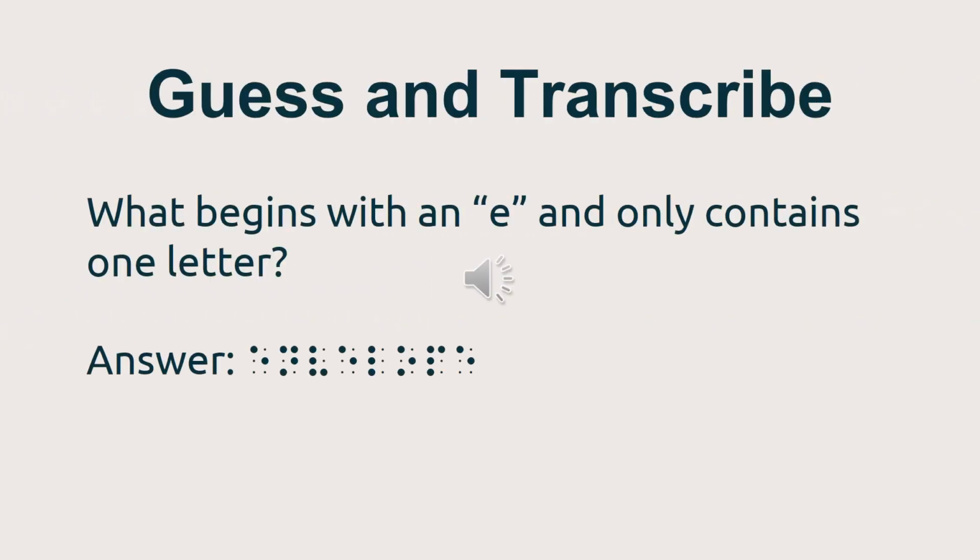Here is our second riddle in this set. What begins with an E and only contains one letter? Pause the video. Then, guess and transcribe. The correct answer is envelope.